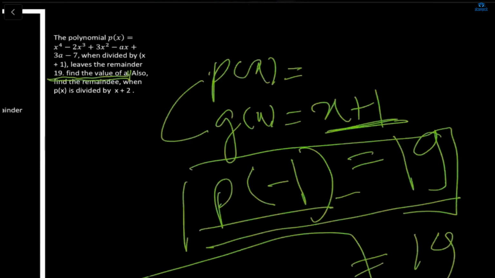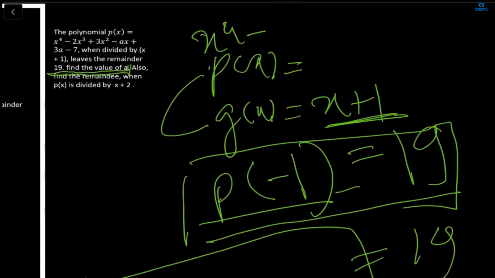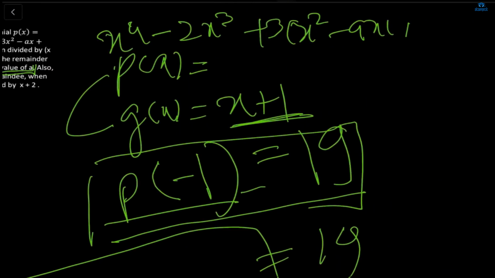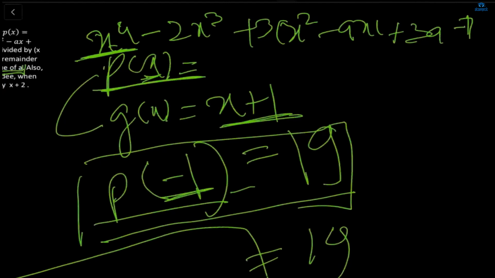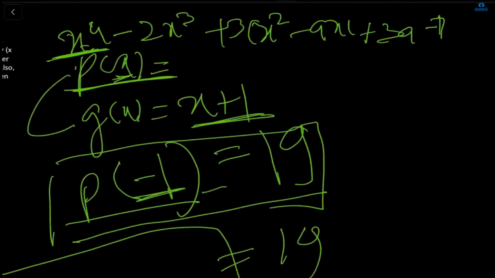For example, if you have this polynomial x to the power 4 minus 2x cube plus 3x square minus ax plus 3a minus 7. Now we will do minus 1 to the power 4 minus 2 into minus 1 to the power 3. Yes, you are correct, Razi. Wherever x is there, you will put minus 1. That is the meaning of p(-1). This whole expression is p(x). So p(-1) means wherever x is there, you put minus 1. So in this equation it will be (-1)^4 minus 2(-1)^3 plus 3(-1)^2 minus a(-1) plus 3a minus 7. Okay, understood, Razi? Yes, ma'am.